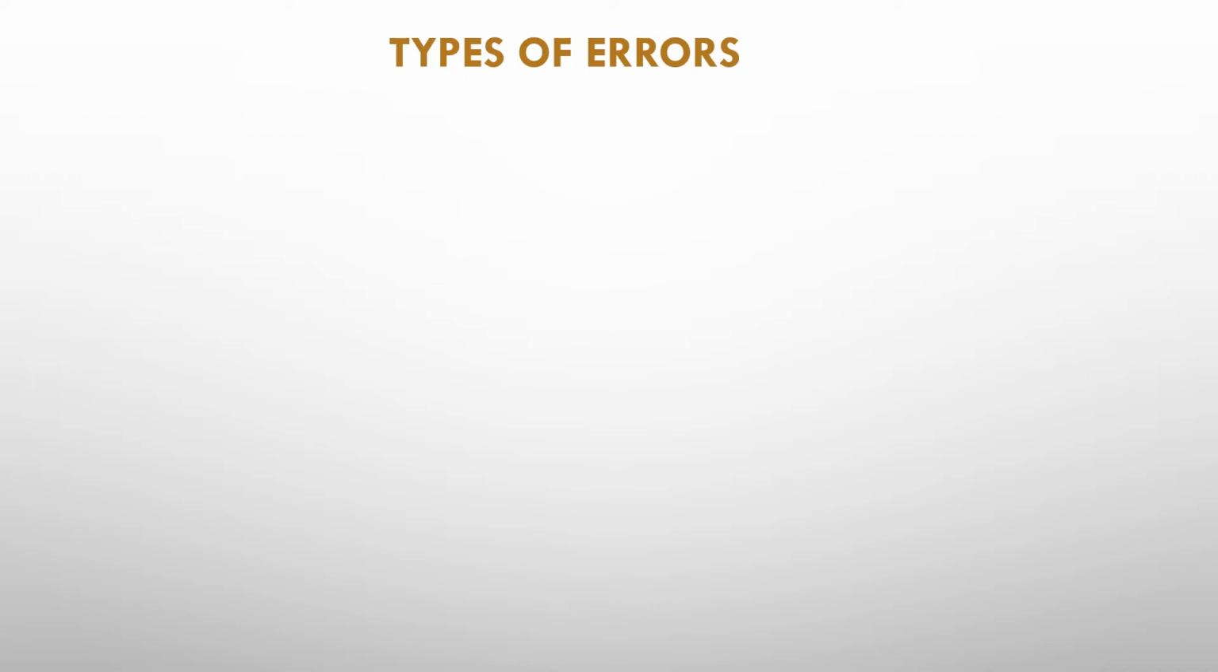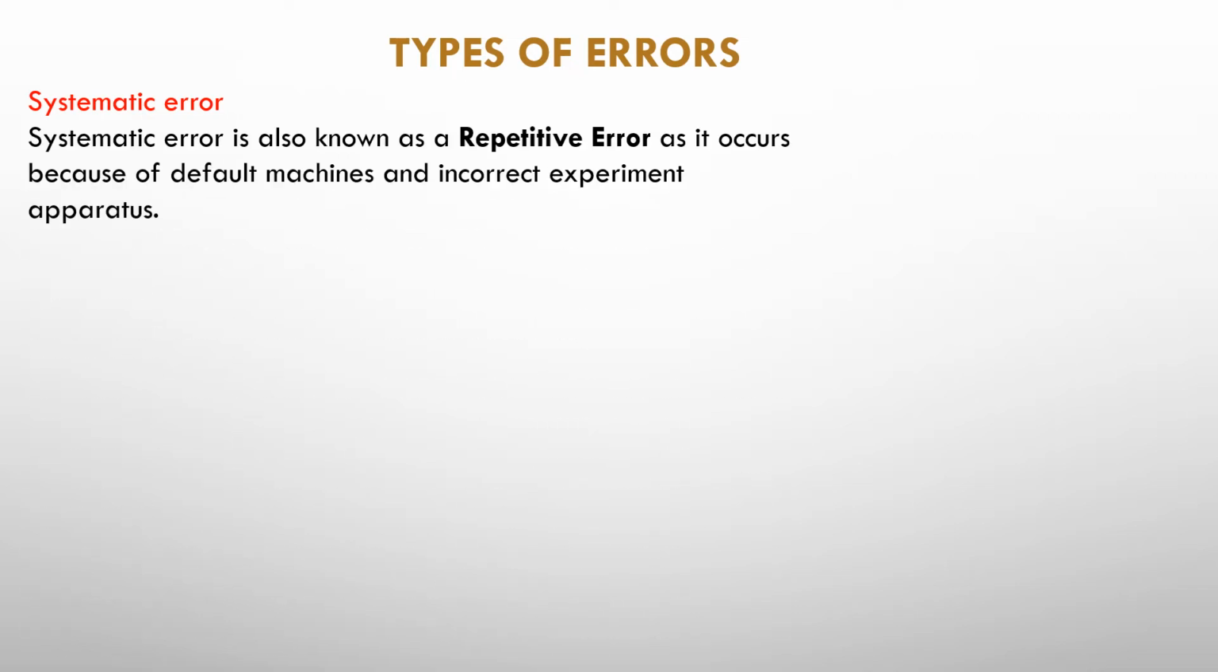Now we are moving on to the different types of errors that are usually encountered in our calculations and experimental procedures. The first type of error that is encountered in any experiment is systematic error. Systematic errors are also known as repetitive errors. These errors are consistent, which means that the reading shown on one device is going to be the same when the experiment is repeated on the same device. And this error arises due to faulty machines or incorrect experimental apparatus.